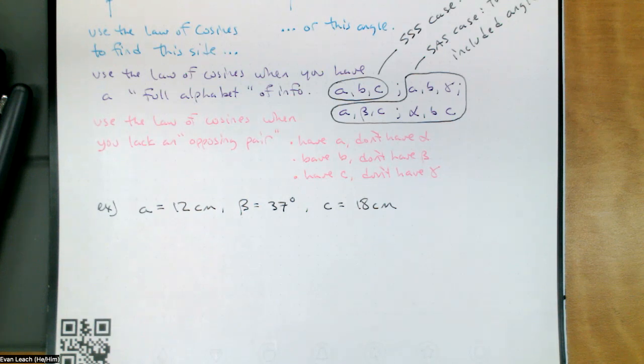We have side A and side C. Angle beta is included in sides A and C. So I have two sides and the included angle. That's what we might notice. We also might notice that I've got an A thing, a B thing, and a C thing, the B thing represented by the angle beta. So that's that full alphabet of information. That's the law of cosines. Also notice I have A but not alpha. I have beta but not B. And I have C but not gamma. So I'm lacking an opposing pair.